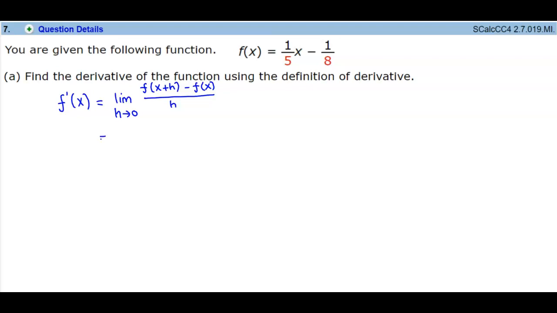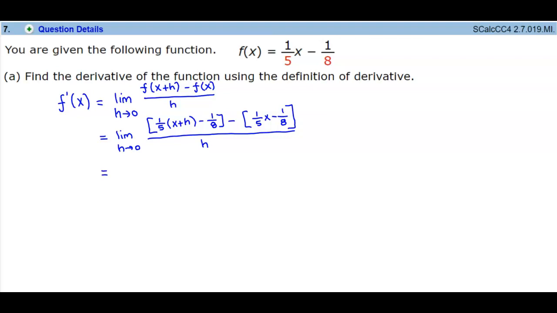Okay, so now let's go ahead and evaluate the limit according to our function. So we have the limit as h approaches 0. So therefore, the first function has an input of x plus h. So we have 1/5 times x plus h minus 1/8, and then minus the function 1/5 x minus 1/8. And then we're going to divide that by h.